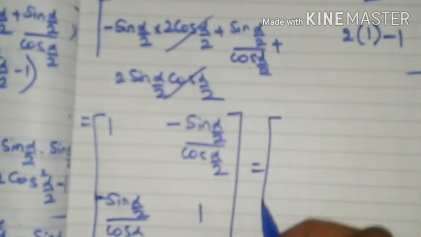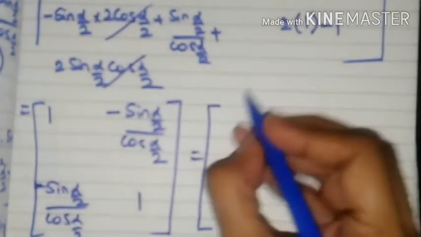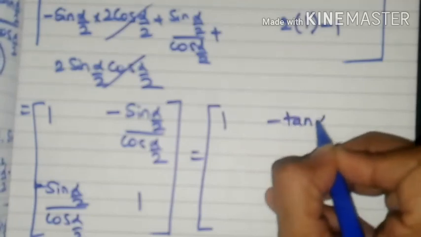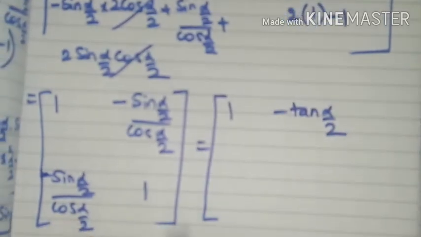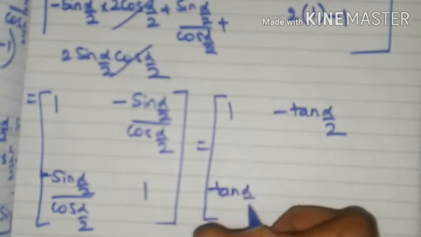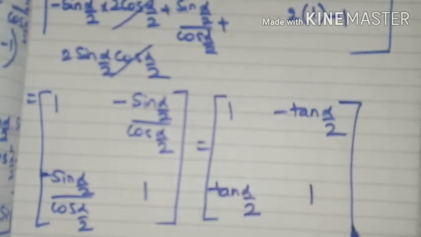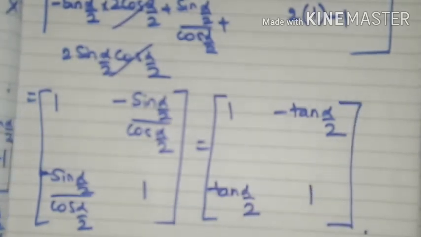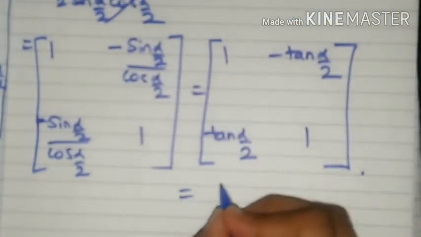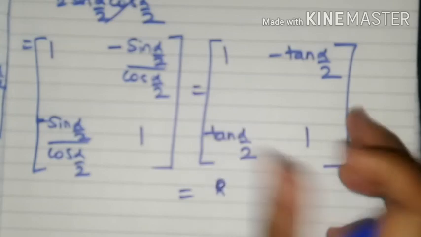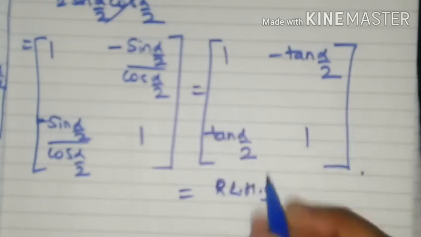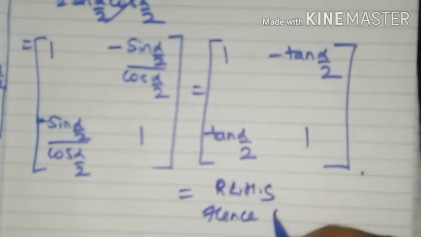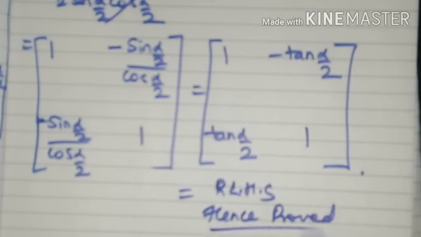So let me simplify this further. I'll get 1 minus tan alpha by 2. This is also tan alpha by 2, and this is 1. So if you check, this is what we had obtained in the left hand side of the equation. So the right hand side is equal to the left hand side, and hence we have proved this particular equation.